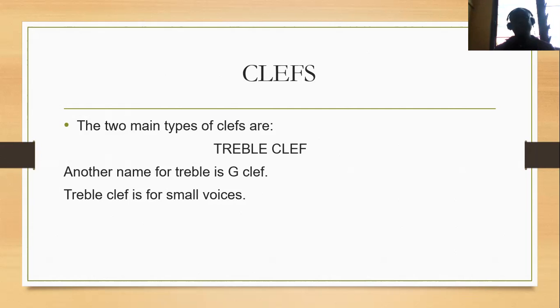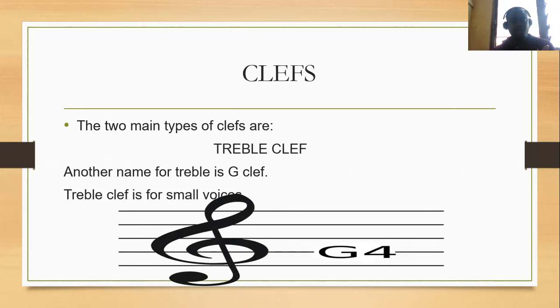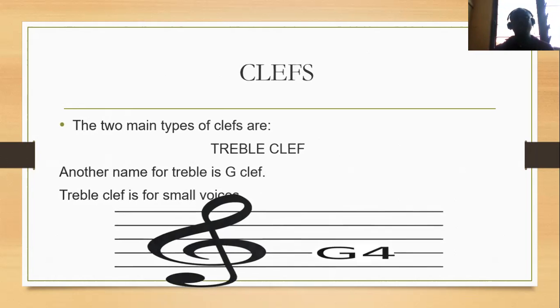The treble clef is for small voices, the voices that sing soprano, the voice that comes out small. Normally females, the contraltos, sing the treble clef. When drawing the treble clef, the line starts on the G, which is the second line. That is why it is called G clef. All right, so let's move on.